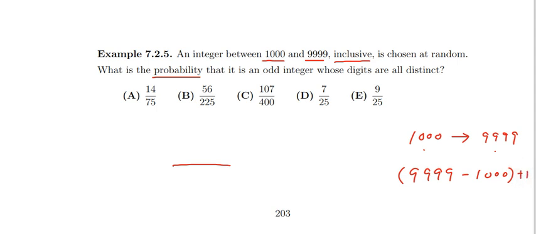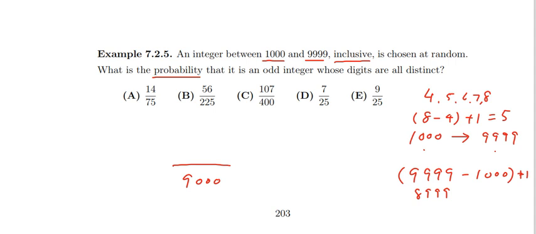Let's consider a simple problem, like from 4 to 8, how many numbers? So 4, 5, 6, 7, 8. We should have 5 numbers, right? So we just do 8 minus 4, and we need a plus 1, equals 5. Okay, so don't forget the plus 1. So this is 9999 minus 1000 plus 1, which equals 9000. We have 9,000 numbers totally.